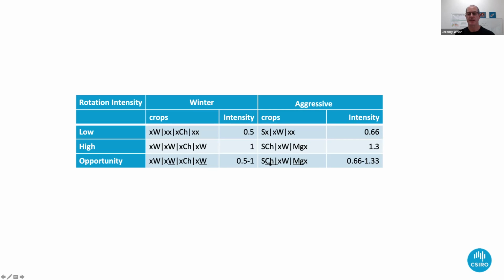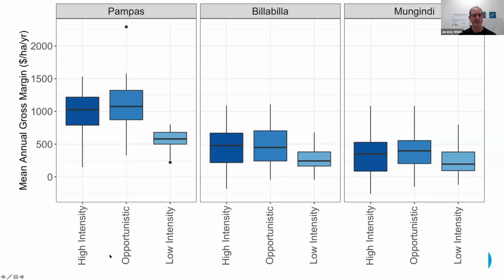We decided that the chickpea and mung beans were flexible. So we always plant sorghum, we always plant wheat, but the chickpea and mung bean, if there wasn't enough water in the soil, we didn't plant them. And the rule we used was if we didn't have 100 mils of water at sowing. And when we did that, you start to see, even at Pampas, the opportunistic one, which uses the 100 mil rule, starts to make a bit more money.